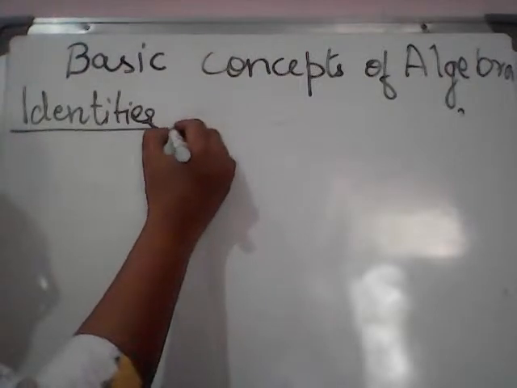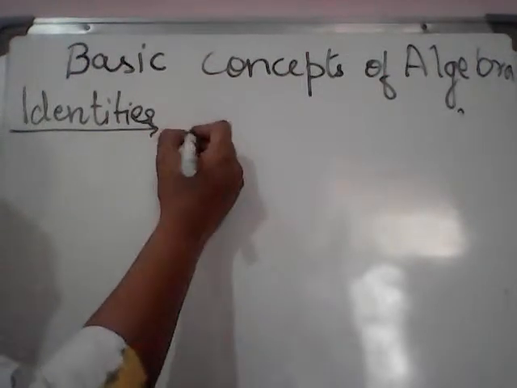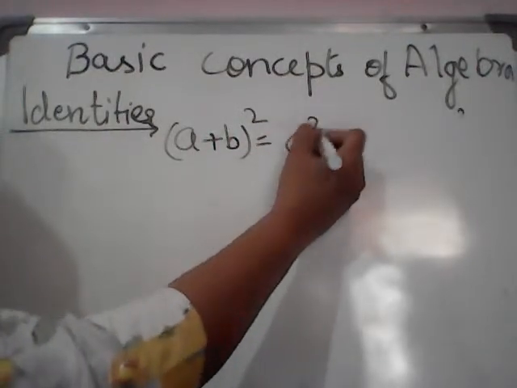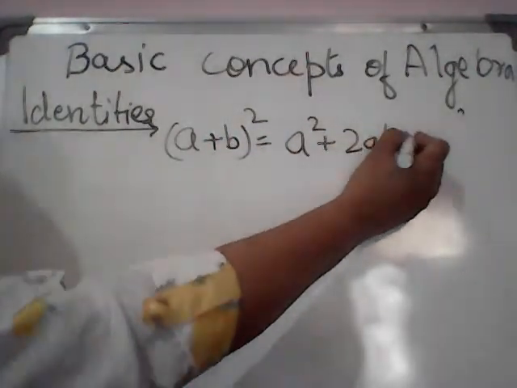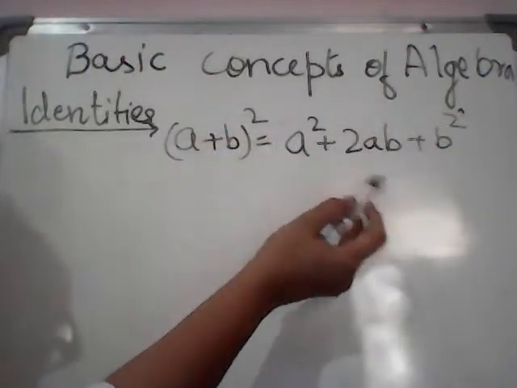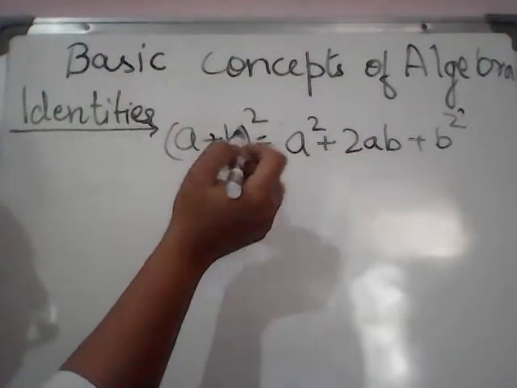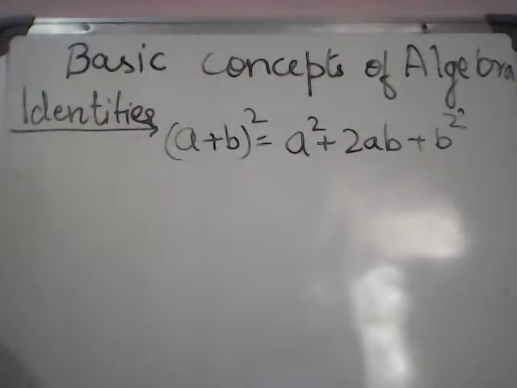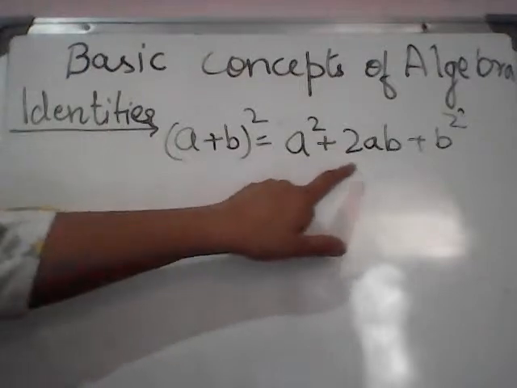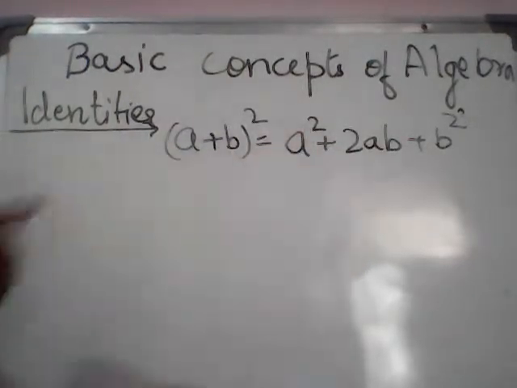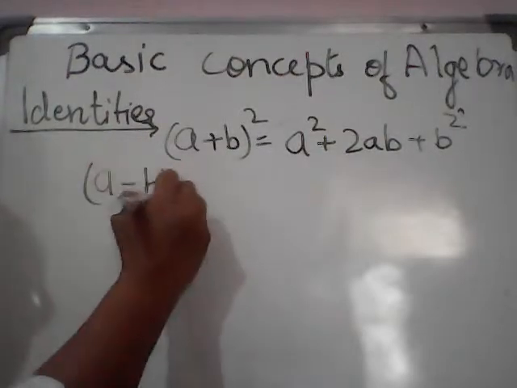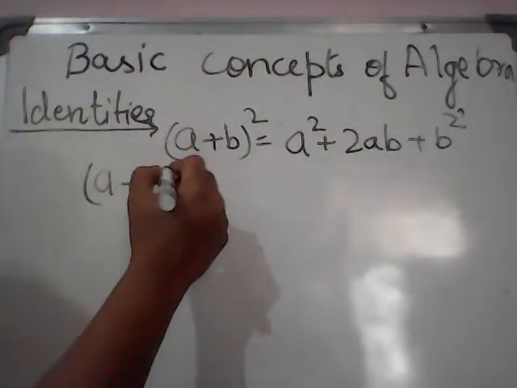One is a plus b whole square, which is equal to a square plus 2ab plus b square. How do we get these identities in this form? You can watch my video on this. I have explained it there very clearly, that when we open this bracket, when we open this square, we get this. So I'll not explain it here. Please watch that. Here you just have to learn it because it is very useful in solving expressions and equations.